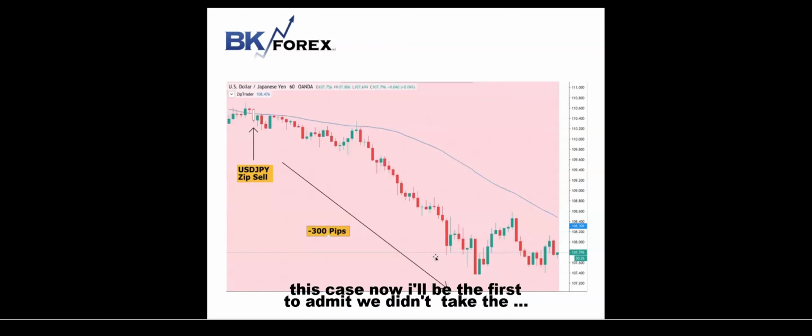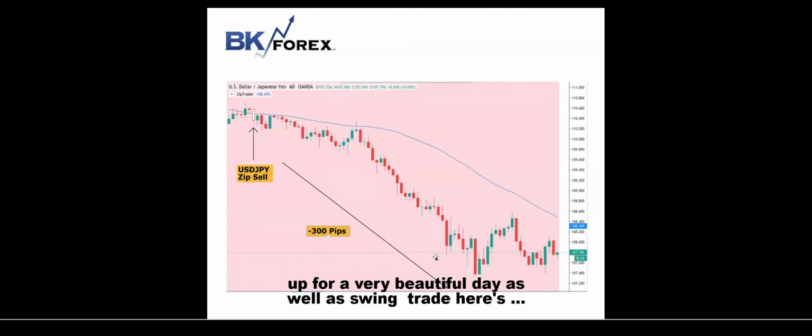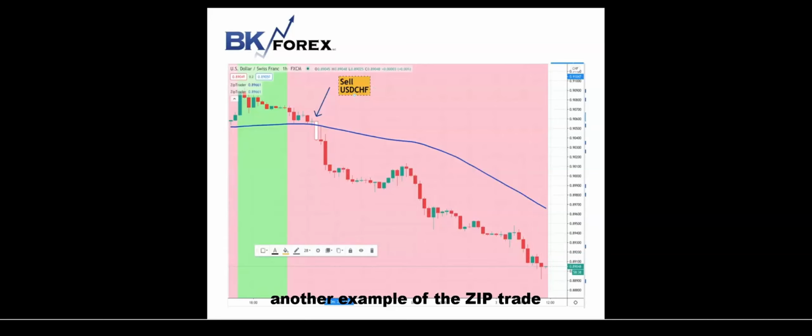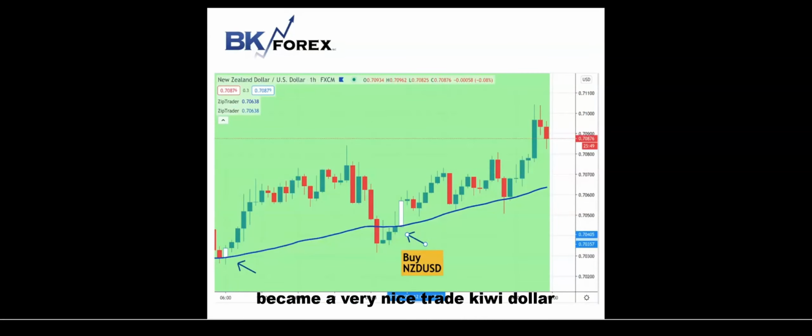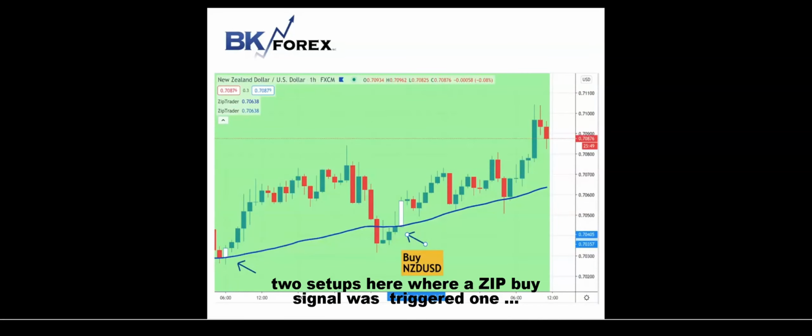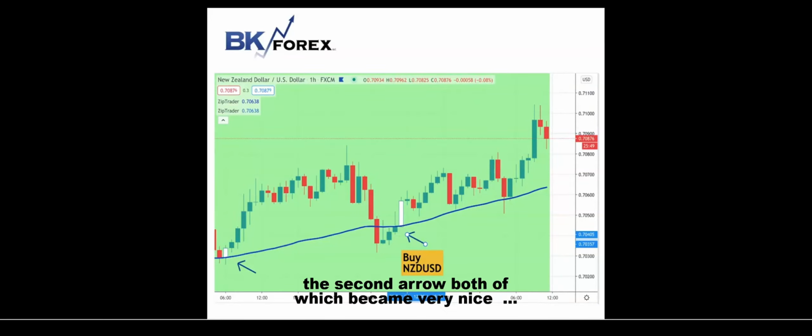Now, I'll be the first to admit we didn't take the whole profit, but all the stars lined up for a very beautiful day as well as swing trade. Here's another example of the zip trade where dollar Swiss dropped below the indicator line. It became a very nice trade. Kiwi dollar, 2 setups here where a zip buy signal was triggered, one on the first arrow, the second one on the second arrow, both of which became very nice trades.